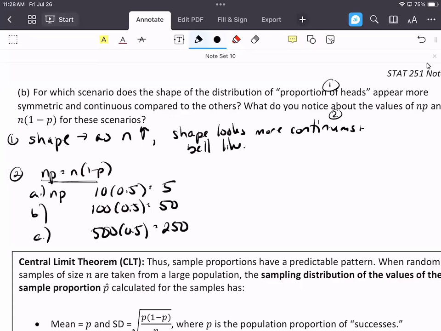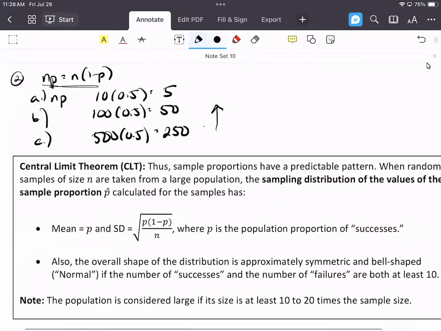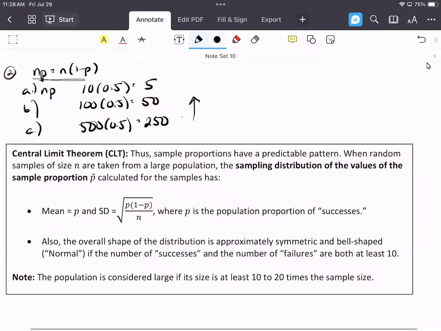So what's happening as n goes up? Well, this value also increases. Okay, makes sense. This leads us to the central limit theorem. This is one of the fundamental theorems in statistics. Thus, sample proportions have a predictable pattern.